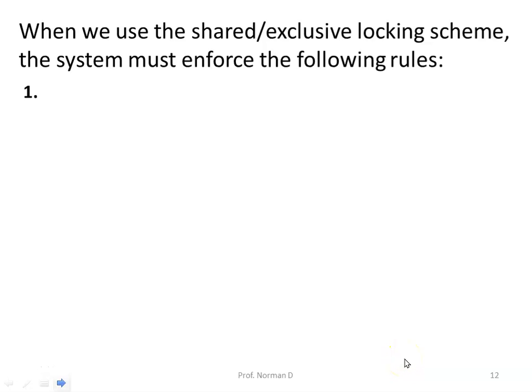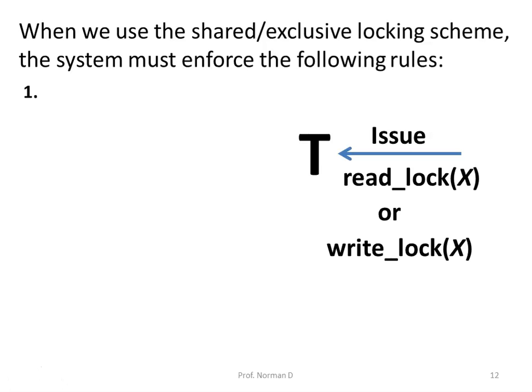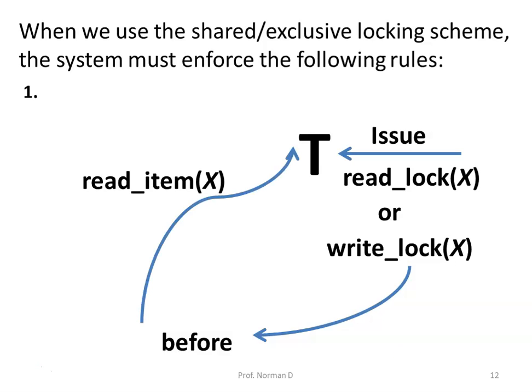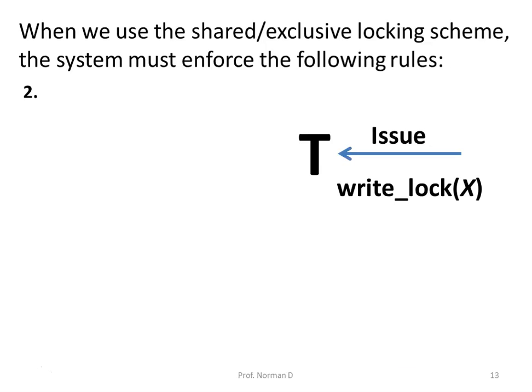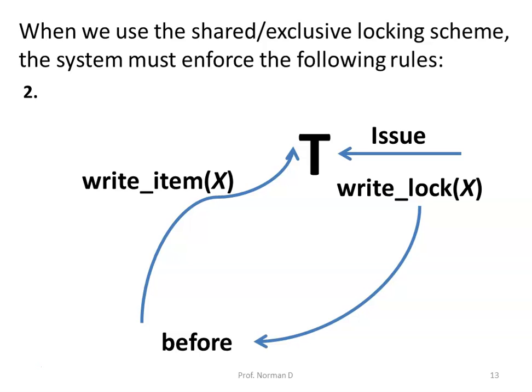Now when we use the shared exclusive locking scheme, the system must enforce the following rules. The first rule: a transaction T must issue the operation read lock or write lock before any read item X operation is performed in T. The next rule: a transaction T must issue the operation write lock before any write item X is performed in T.